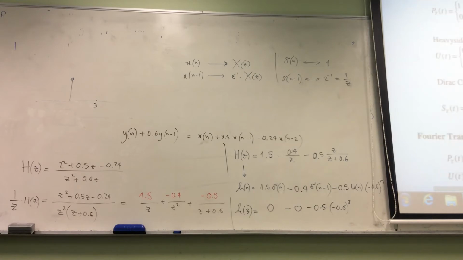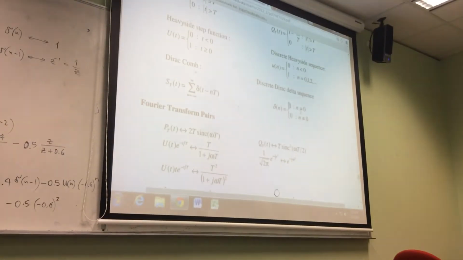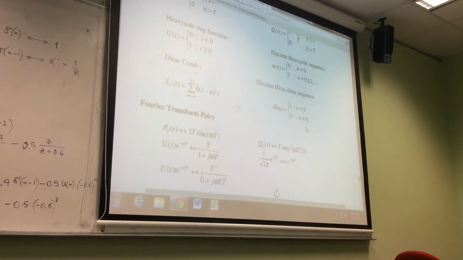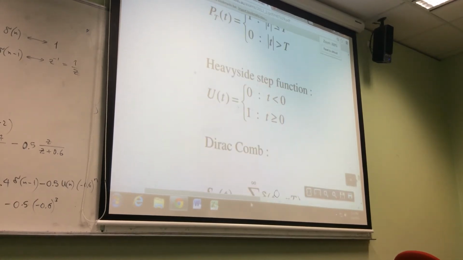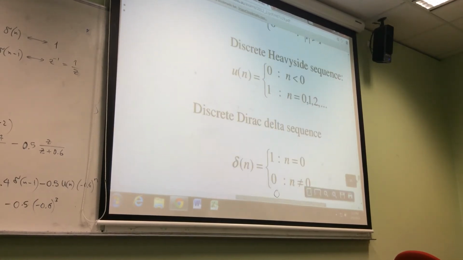The unit step starts from zero, anything positive is 1. The definition is here. Delta function equal to 1 when n equals 0. It's in the formula sheet, you can see the unit step here and the delta function here. Okay? Excellent.